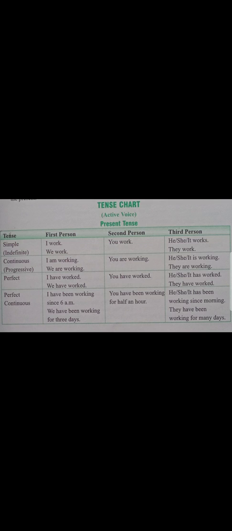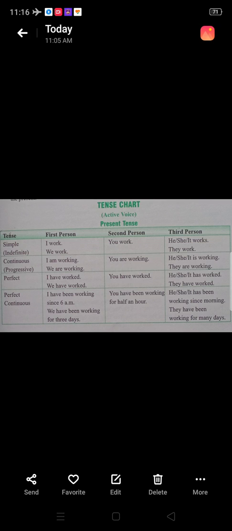Like here, if I am saying I have been working since 6 a.m., the sentence is telling that the action started at a given time. What is that given time? 6 a.m. From then I have been working. That action started and I am still working in the present also. That is, I have been working since 6 a.m. Hope it is clear to you.